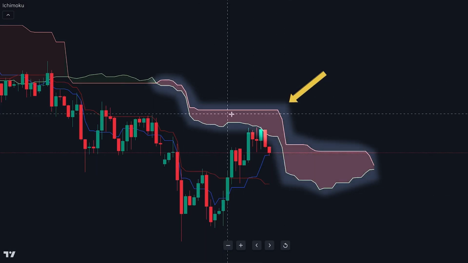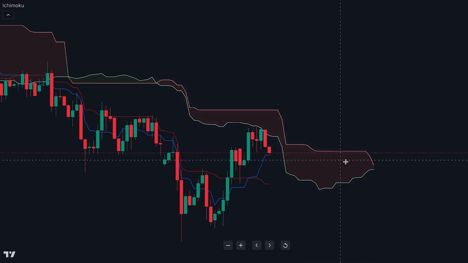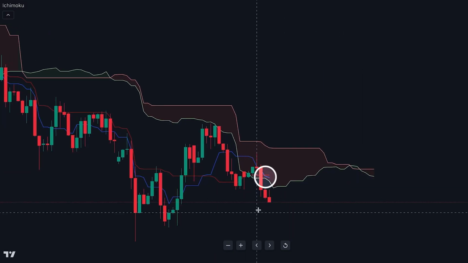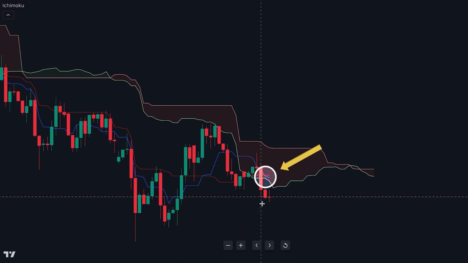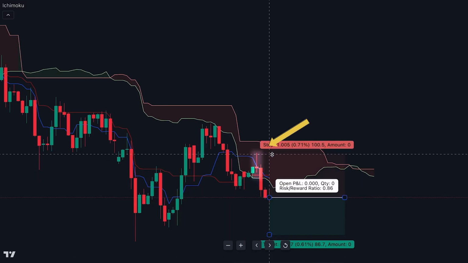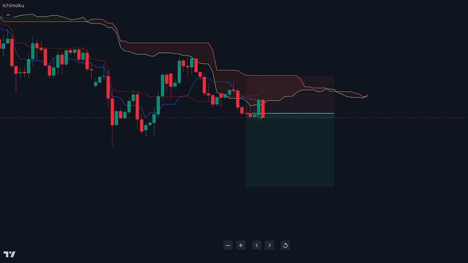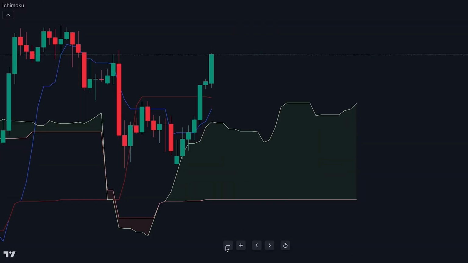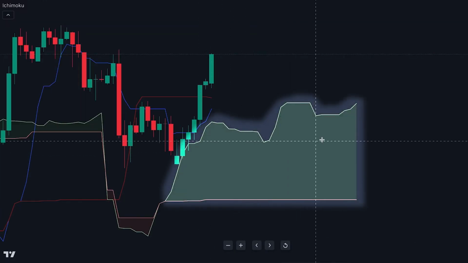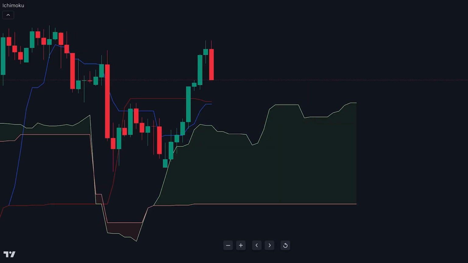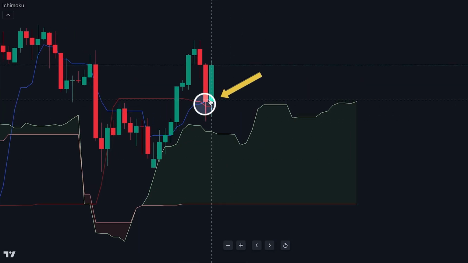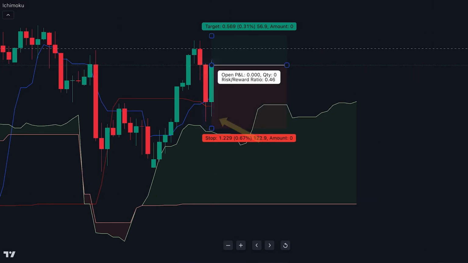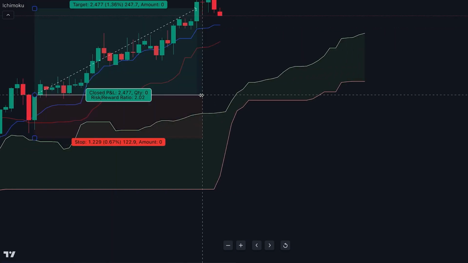Here we can see that the cloud is red, so we only want to look for sell positions. We need to now wait for the baseline to cross above the conversion line to indicate a bearish trend. Next, we can execute a position keeping stop above the recent swing high and target a 1-to-2 risk-to-reward ratio. For long trades, we want to wait for the cloud to be green, indicating bullish momentum. Then we want the baseline to cross below the conversion line for a buy signal. Now we execute with stops below the recent swing low and target a 1-to-2 risk-to-reward ratio.